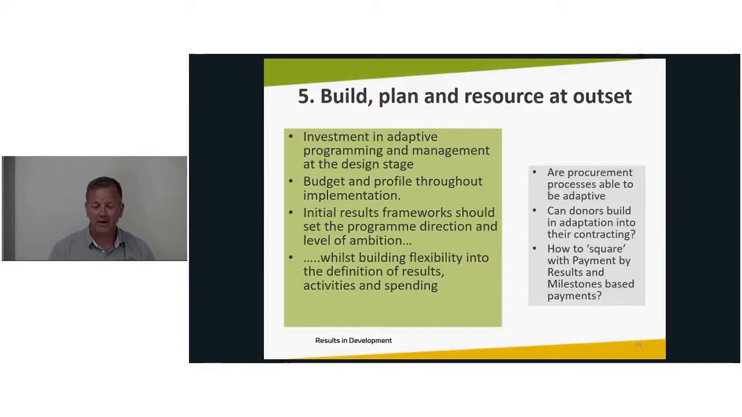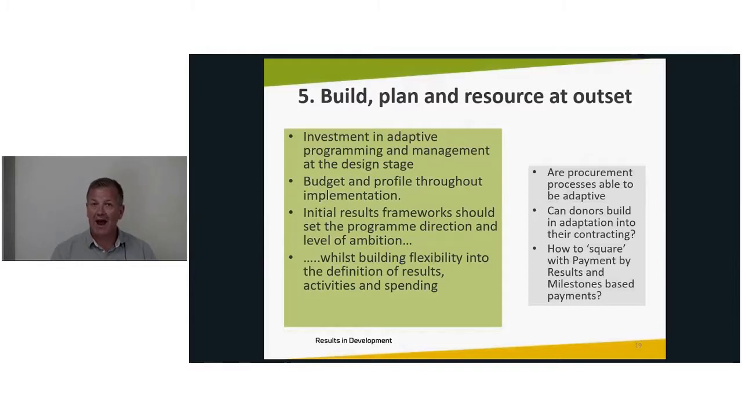A fifth learning to come from the literature is build, plan, and resource at the outset. So you need to invest in adaptive programming and management at the design stage. You need to be serious about it. You need to provide those resources. You need to budget and profile throughout the implementation. So you need to have points where you're going to reflect, points where you're going to learn.